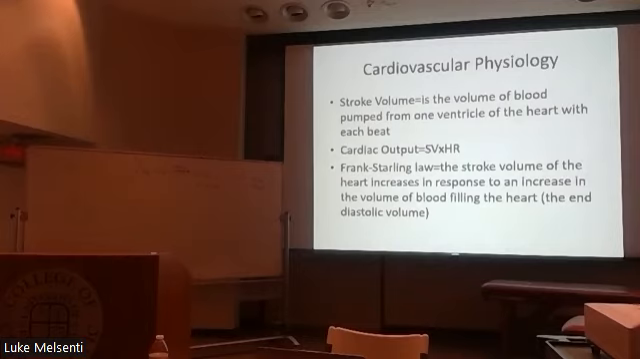Starling law: the stroke volume of the heart increases in response to an increase in the blood filling at the end diastolic volume. So the higher the preload, the more blood that's going to be pushed out, because you're stretching that ventricle, and then as it rebounds and starts to contract, you're going to push more blood out. That make sense?